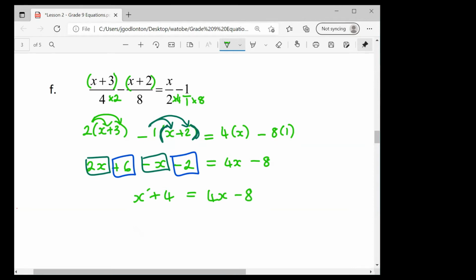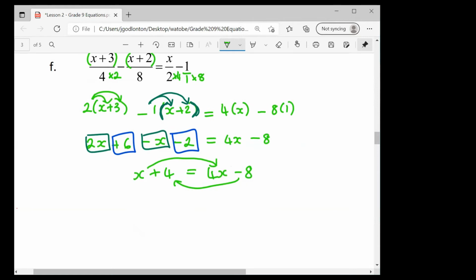Now I'm going to move my x onto this side, and I'm going to move my 8 onto that side. So I'm going to get 4 plus 8 is equal to 4x minus x. And 4 plus 8 is 12. 4x minus x is 3x. I'm going to divide both sides by 3. So therefore, x is equal to 4.